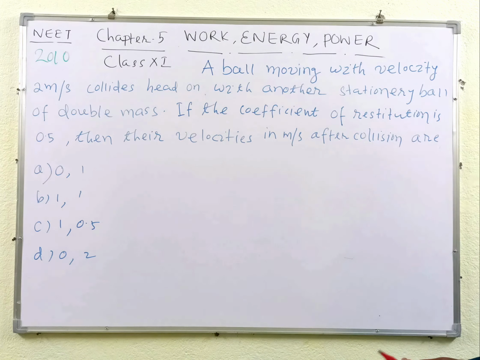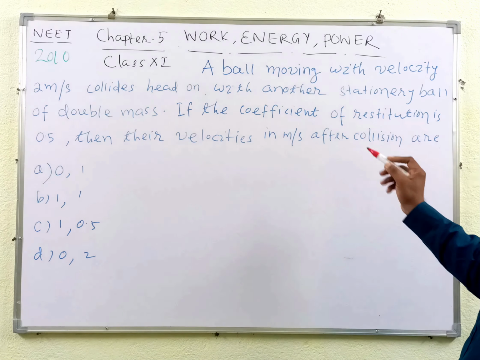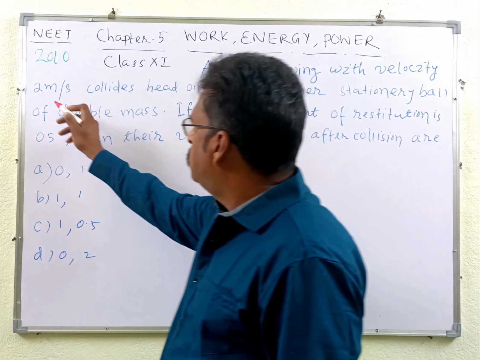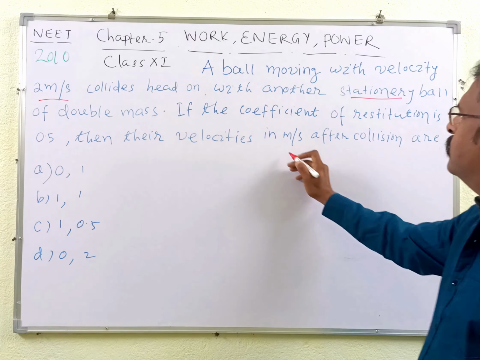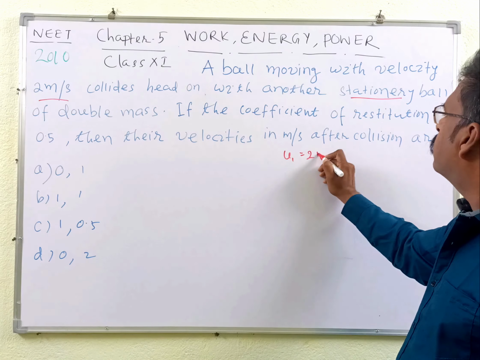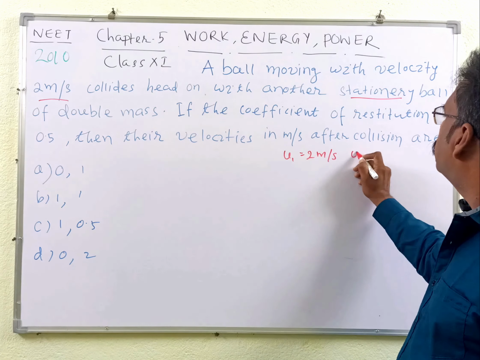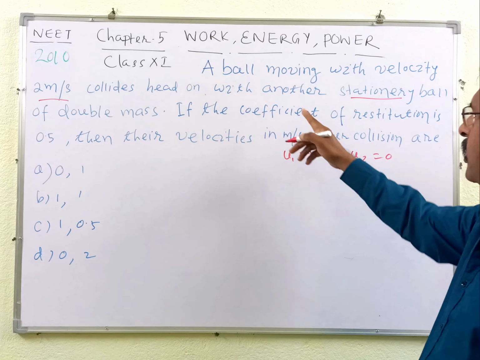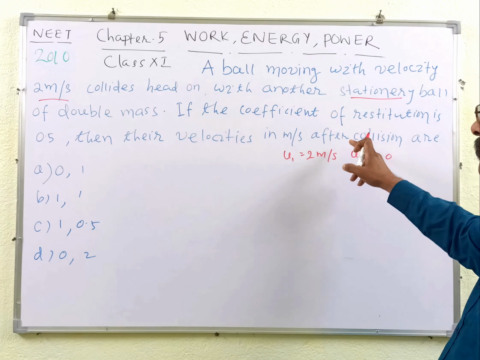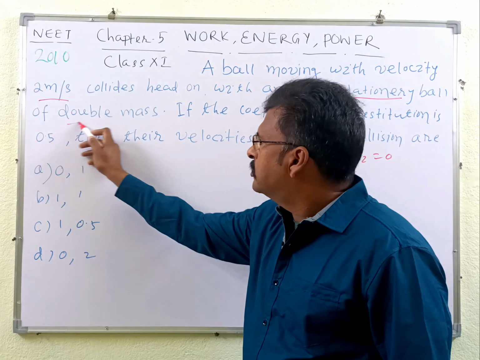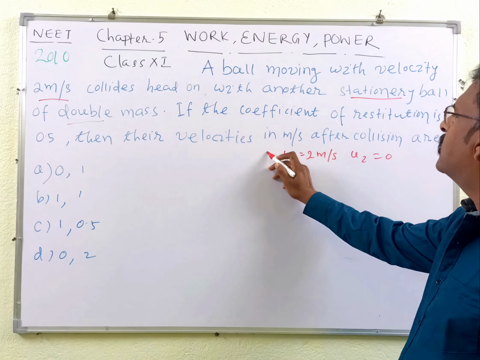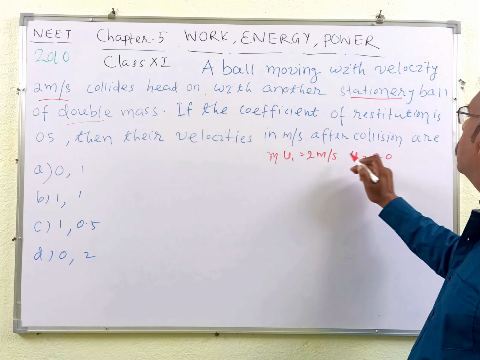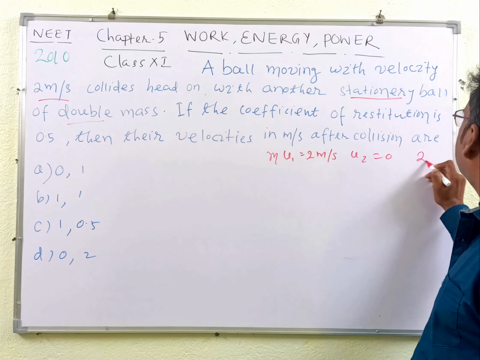So there are two balls. One ball is moving with velocity 2 meter per second. Another one is stationary, 0. So u1 is 2 meter per second and u2 is 0. And the mass of the second ball is double the mass of the first ball. Let the first mass be m and the second mass then twice m.